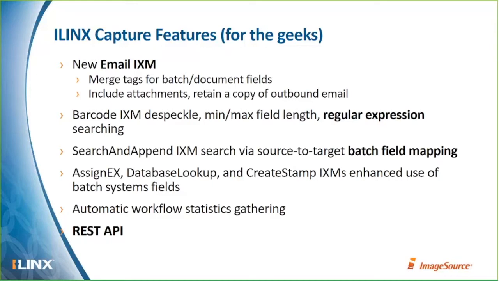So I can pick a batch field in my target workflow, and I can look out into the system for a completely different type of batch profile and workflow, but based on maybe an account number, maybe a transaction ID, maybe a customer number, maybe a contract number. I can push information from one batch into that other batch, and I'm allowed to map those search criteria. So that's a very powerful feature.